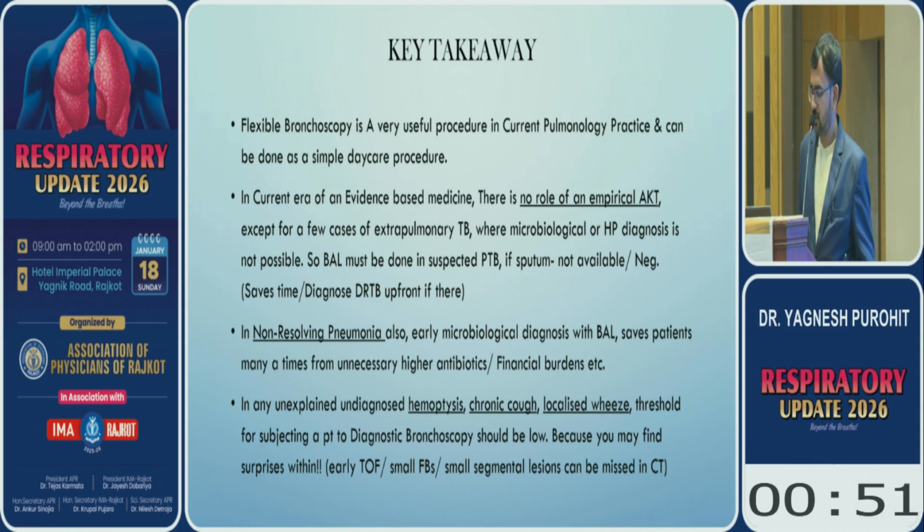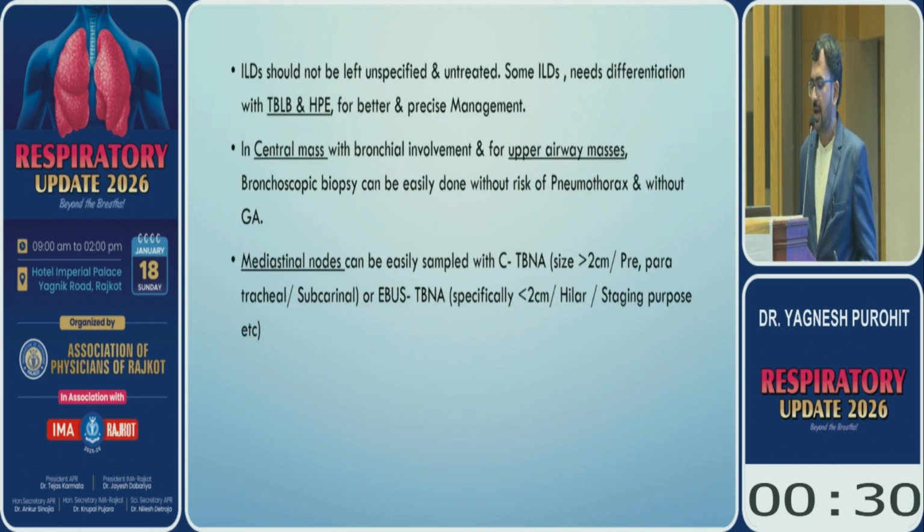In any unexplained, undiagnosed hemoptysis, chronic cough, or localized wheeze, the threshold for subjecting a patient to bronchoscopy should be low, because many times we find surprises within the airways, for example fistulas or small segmental lesions or foreign bodies which are sometimes missed on CT. ILD should not be left unspecified and untreated. As I have told, fibrotic and non-fibrotic ILD should be differentiated and treated. In central masses and upper airway masses, we can easily take a bronchoscopic biopsy, as I have shown, and in mediastinal nodes, we can easily sample with conventional or EBUS TBNA.